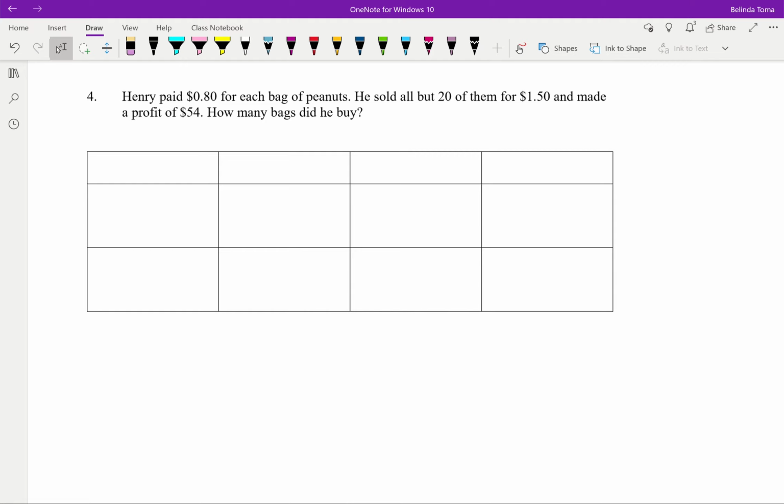So here we have Henry paid 80 cents for each bag of peanuts. He sold all but 20 of them for $1.50 and made a profit of $54. How many bags did he buy?